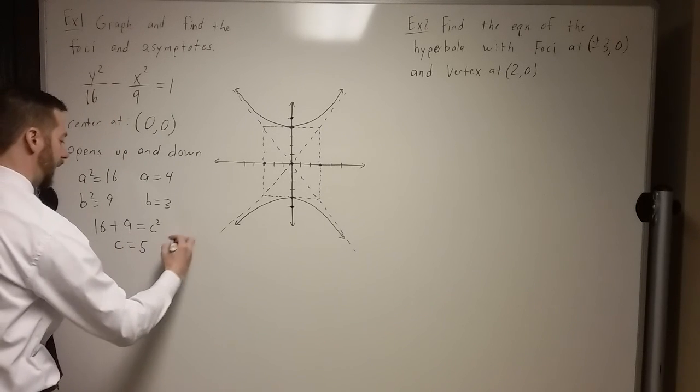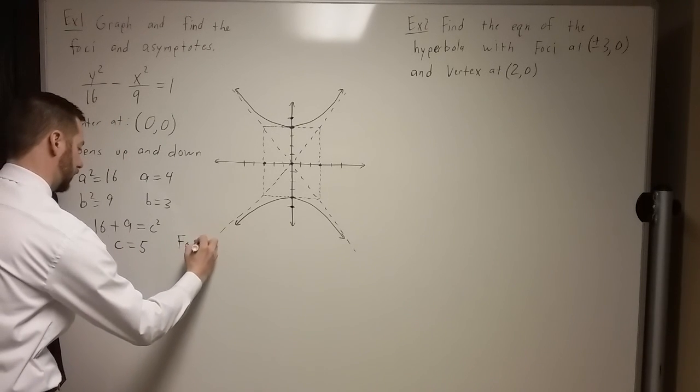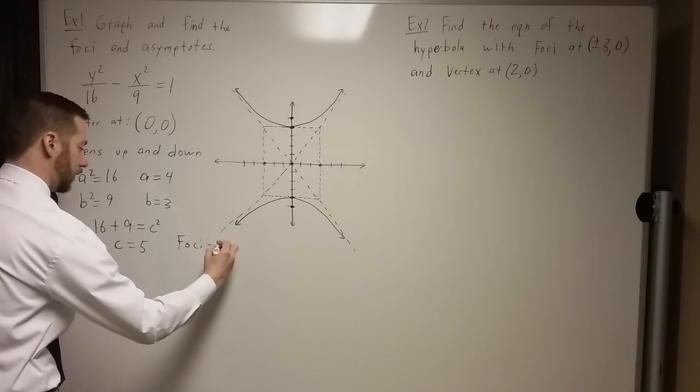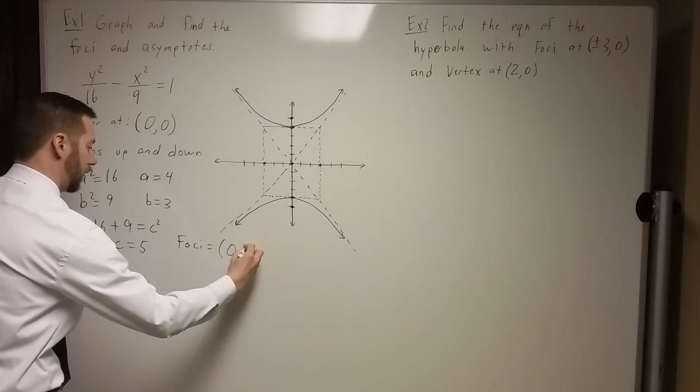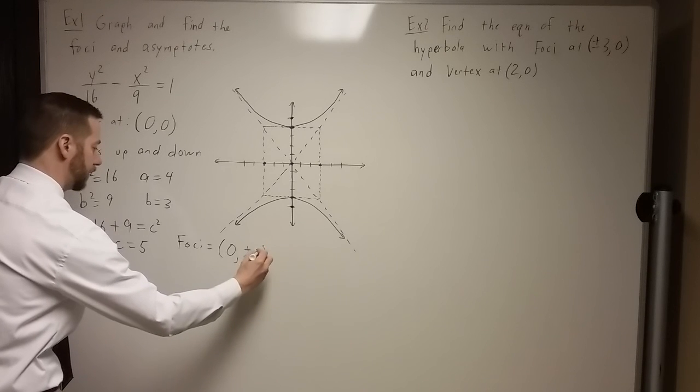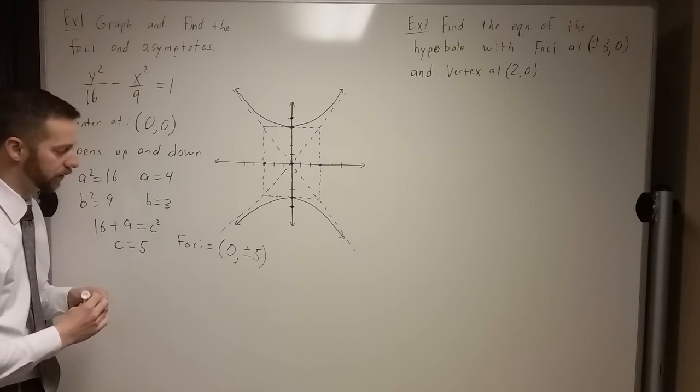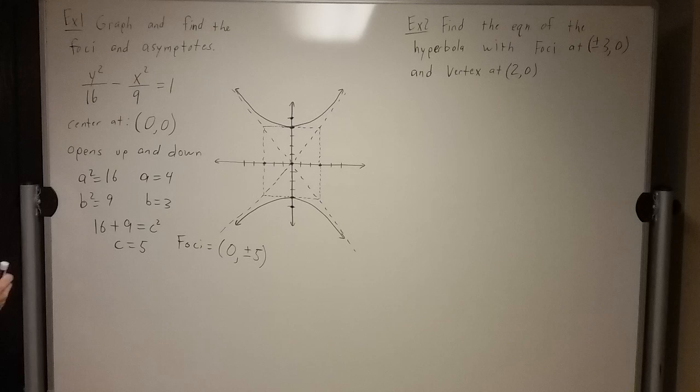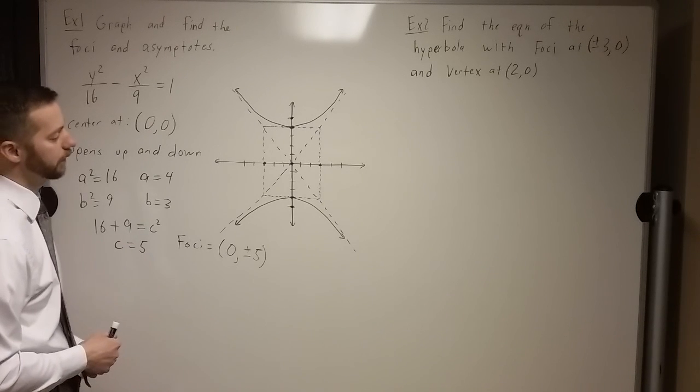And so that means the foci are at the points 0 and positive and negative 5. And you could write this as two separate if you like, 0, 5 and 0, negative 5, but I'm just going to write it as 0, plus and minus 5. All right, so there's the foci.